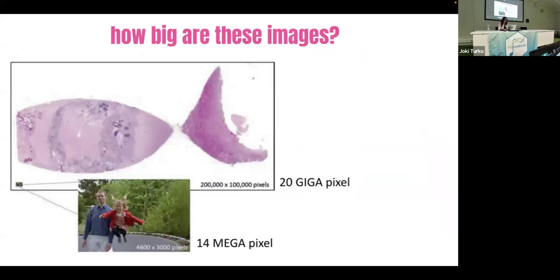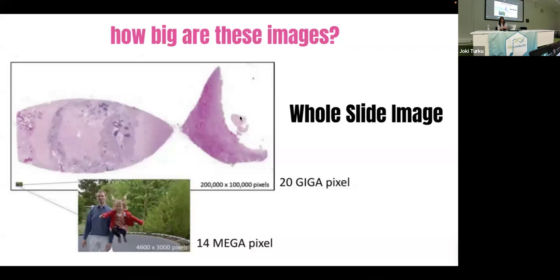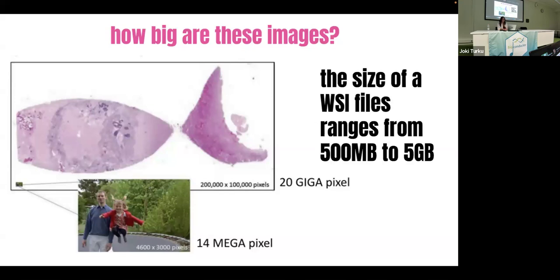So these images are huge. For example, this is an H&E image. This is an image that you can take with your phone, so the size is completely different, and also the resolution. When you talk about H&E images that are very huge, you talk about whole slide images, also called WSI. The size of these whole slide images can range from 500 megabytes to 5 gigabytes. Some are now also more than 5. You can find about 10 gigabytes, but they are just the outliers of the distribution.